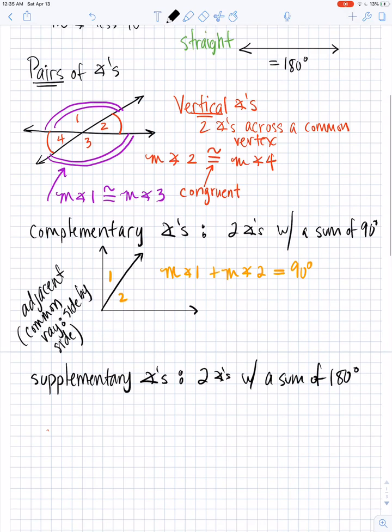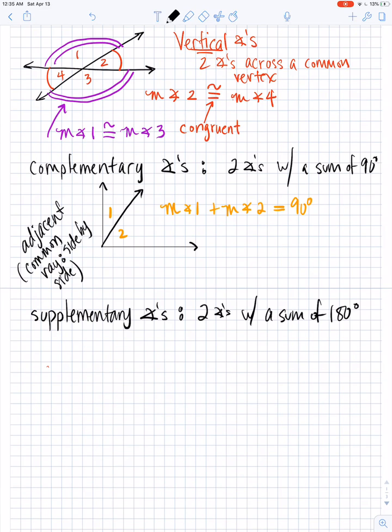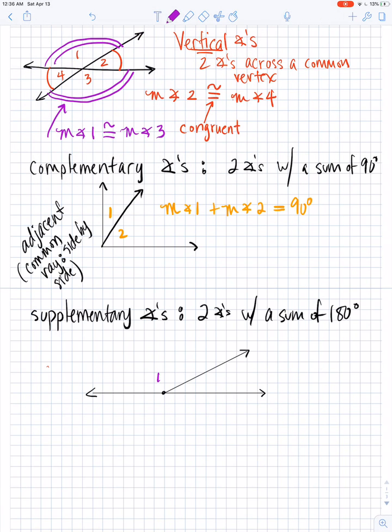And just like the complementary angles, they don't have to necessarily be adjacent, side by side, but oftentimes when we look at sets of supplementary angles, we see a straight line, something like this. And then we have a vertex somewhere on that straight line, and we have another ray coming up from it. So there's a fantastic example of some supplementary angles. So I can say the measure of angle 1 plus the measure of angle 2 must equal 180 degrees.